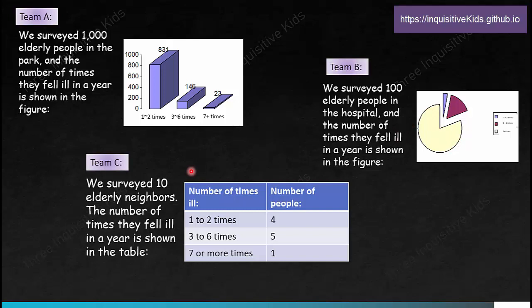Team C. We surveyed 10 elderly neighbors. The number of times they fell ill in a year is shown in the table. Number of times ill in number of people. 1 to 2 times is 4 people. 3 to 6 times, 5 people. 7 or more times, 1 person.